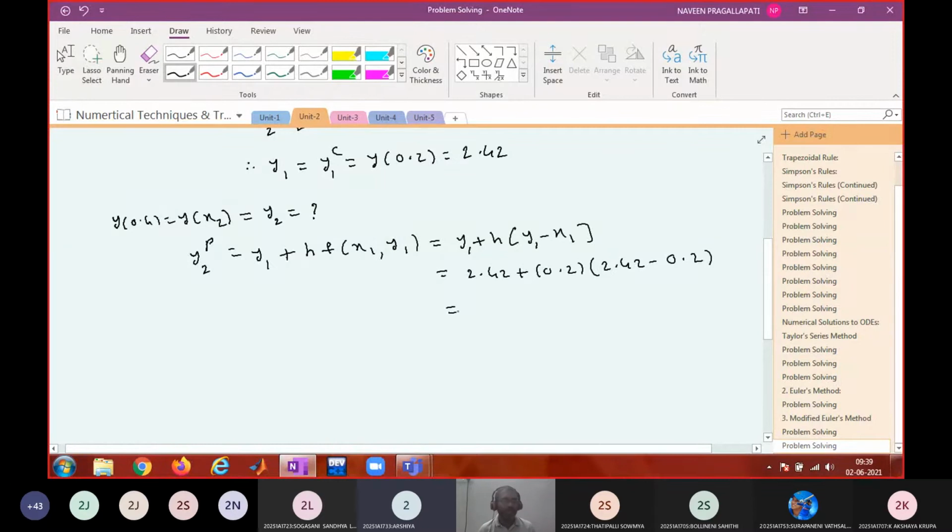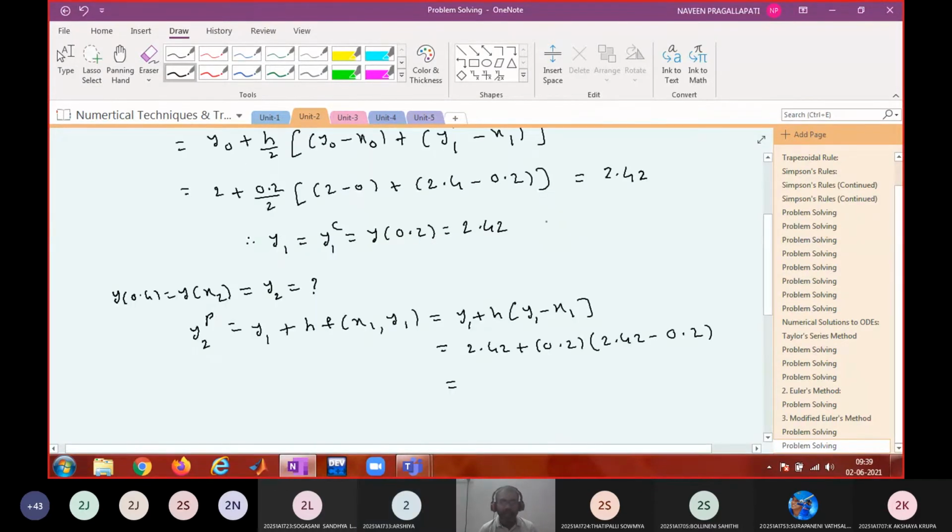Sir, shouldn't we fix the number of decimals to 4? Yes, you fix it. 2.42 means 2.4200 only. By default, four decimals for all calculations in numerical methods. Only in the Newton-Raphson method we fix 5 decimals. Otherwise, by default, unless otherwise mentioned, you fix to 4 decimals only.